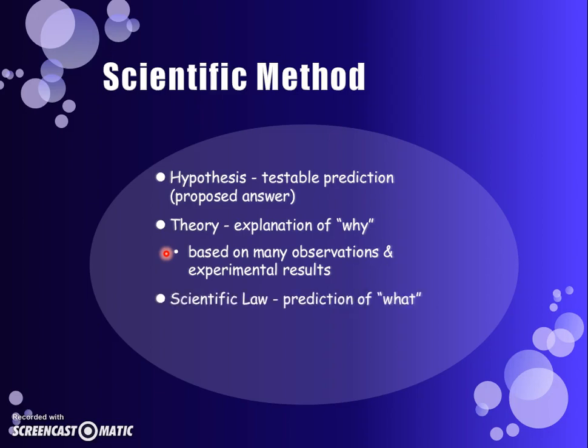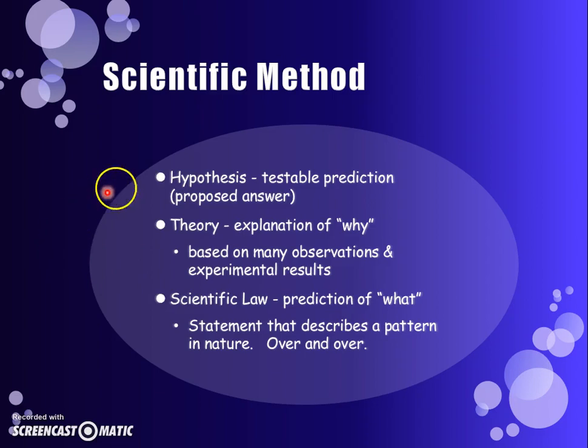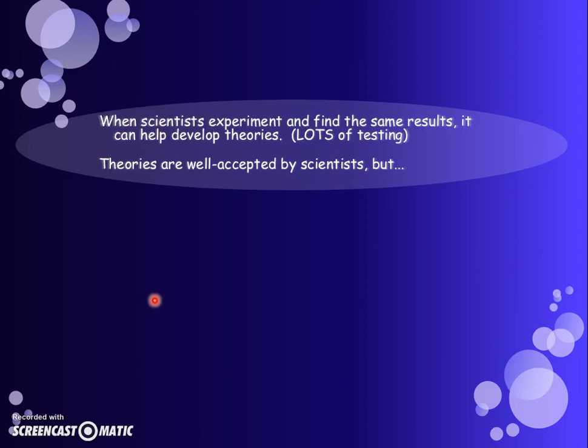Now, a scientific law is a prediction of what will always happen, like the law of gravity. Something's always going to fall when you let go of it. You can manipulate it different ways and it might make it so it doesn't fall, but in basic conditions it will always fall. Now, a hypothesis does not graduate into a theory, and a theory does not graduate into a scientific law, and students misconstrue that so often.